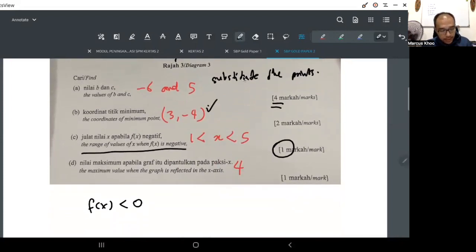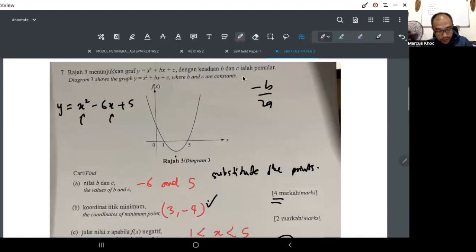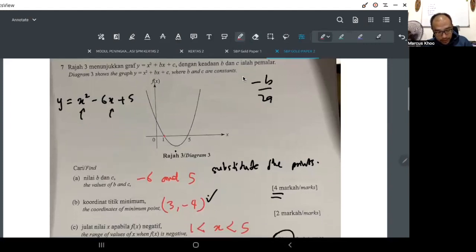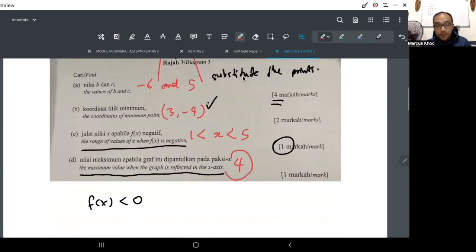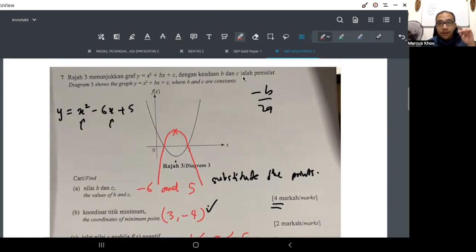Okay. The maximum value when the graph is reflected in the x-axis. If this whole graph is reflected, what will happen? The part at the bottom will go up and the part at the top will go down. So what becomes of the maximum value? The maximum value will be 4. That's it.